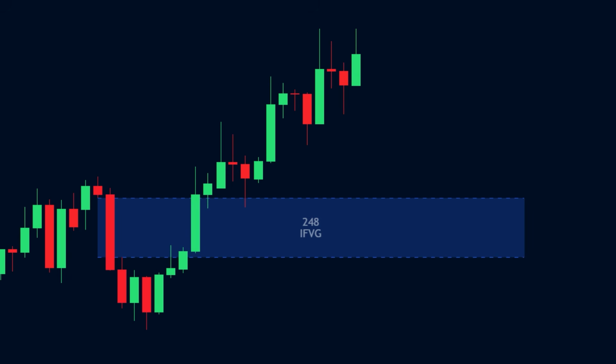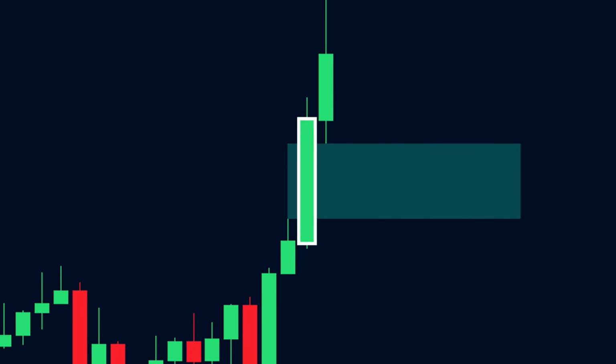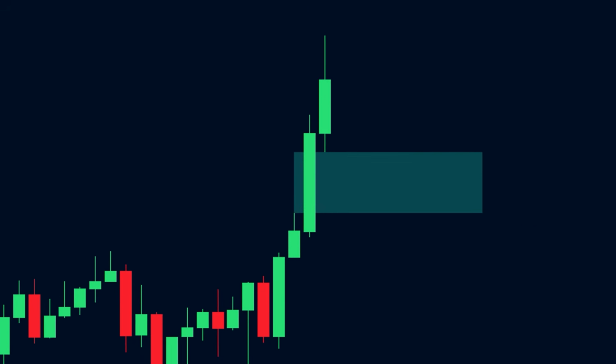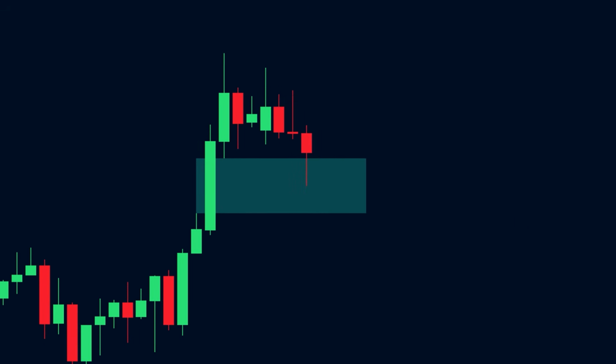because if you don't understand what's actually happening inside an inversion fair value gap, you'll miss why it's such a high probability setup. A regular fair value gap is simple. Price moves so aggressively that it skips levels, leaving an imbalance on the chart. You wait for the retest, hoping the level holds.